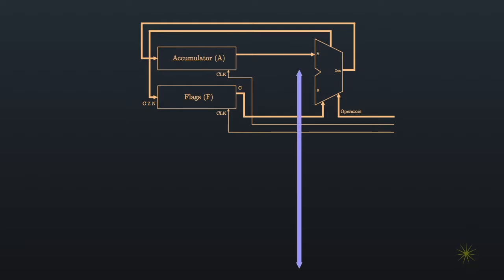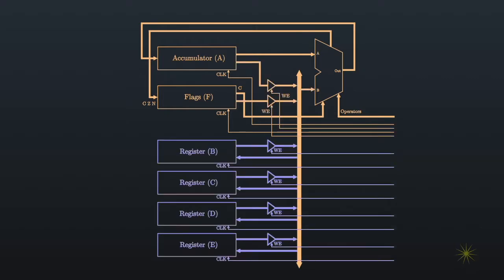This is a collection of wires that carries information around in a computer. We'll add some circuits which allow the accumulator and flag registers to be written to that bus. This allows us to copy results out of these registers if we need to. Our arithmetic logic unit can also read from this bus. And we'll add 4 more 8-bit registers, registers B through E. These can both read from our bus and write to our bus.